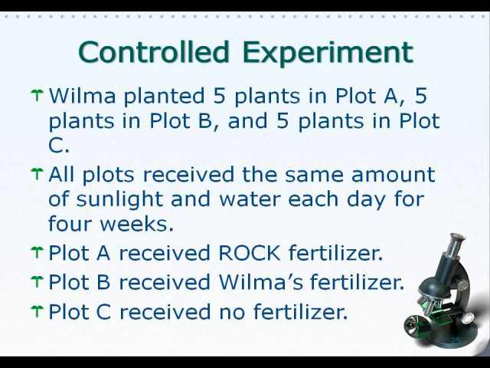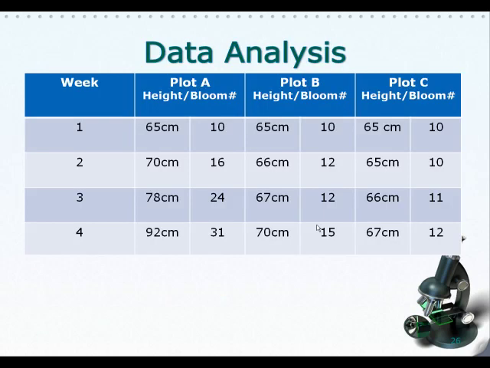Let's examine Wilma's data. In week 1, all of the plants in each plot were 65 centimeters in height and had 10 blooms. In week 2, the height of plants in plot A increased from 65 centimeters to 70 centimeters. The height of plants in plot B increased from 65 centimeters to 66 centimeters. The height of plants in plot C did not change.